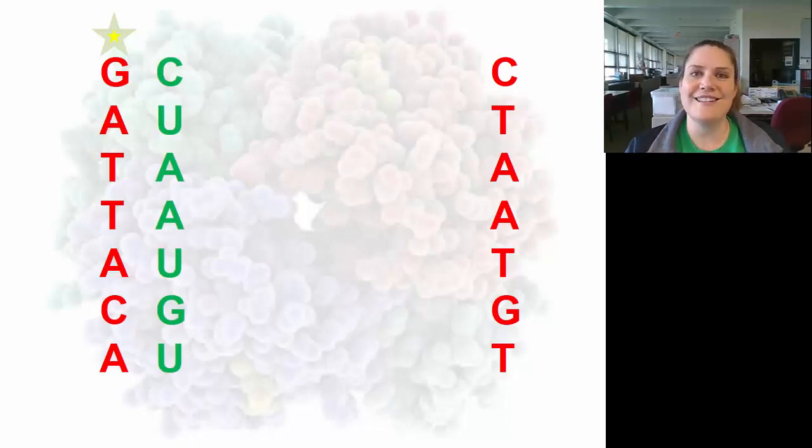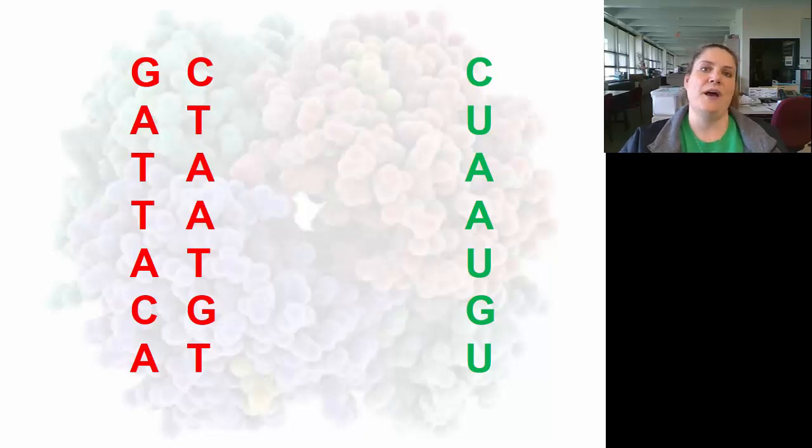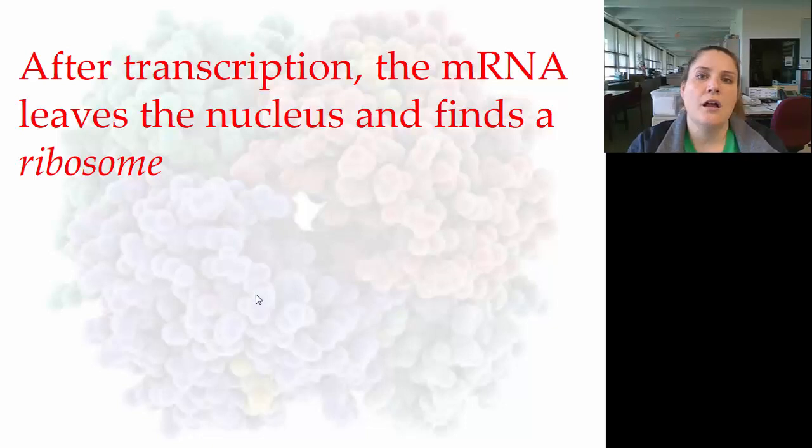Okay, G bonds to C, A bonds to U now because we're talking about mRNA. T still bonds to A, T bonds to A bonds to U, C bonds to G, and A bonds to U again. And now my mRNA is going to leave and my DNA zips back up again. Okay, that's it. That's transcription.